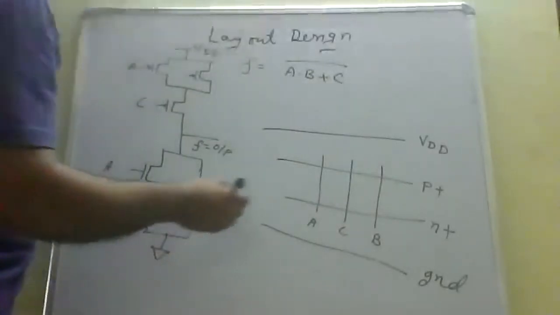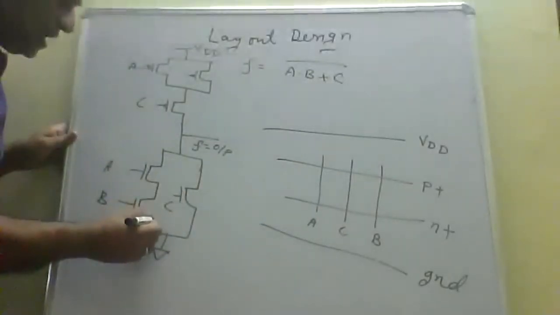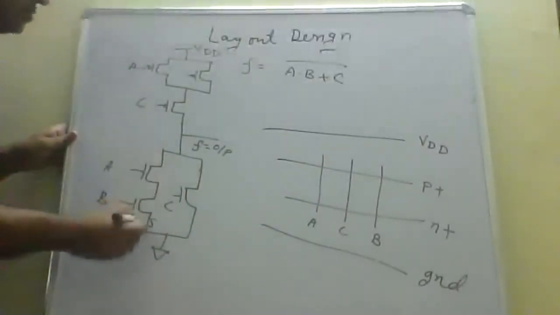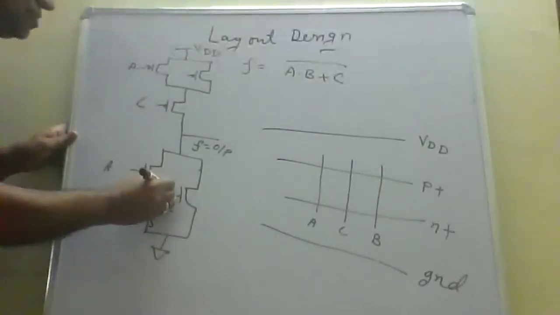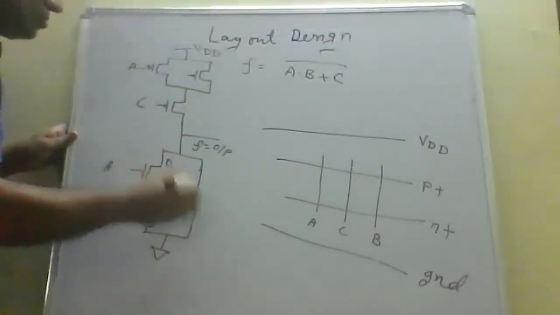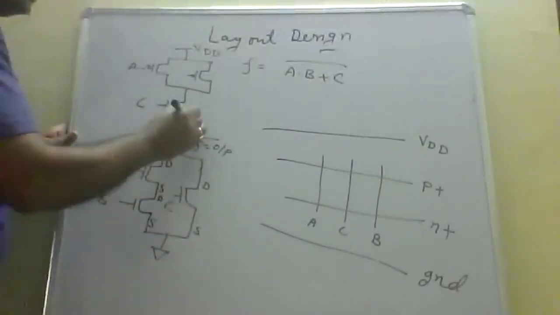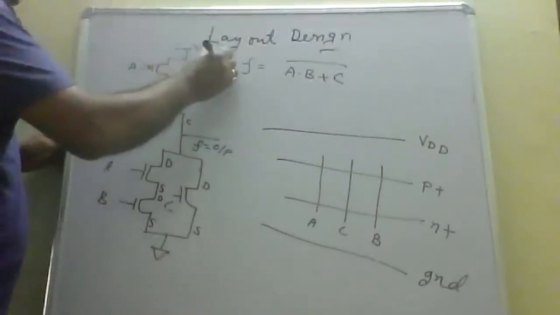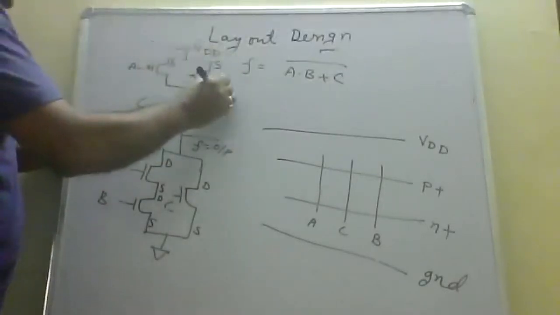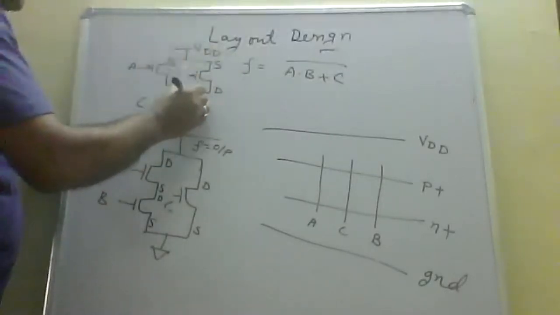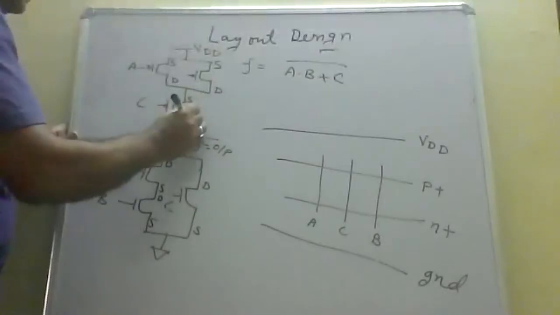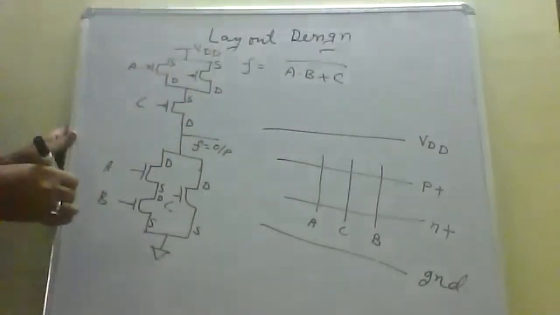Now, source and drain, how will we write? As I discussed, we write source here and then source, drain. So source, drain, we write like this. So it is easy to find out. Here, upside source and then source, drain. This is the way to find out the source and drain.